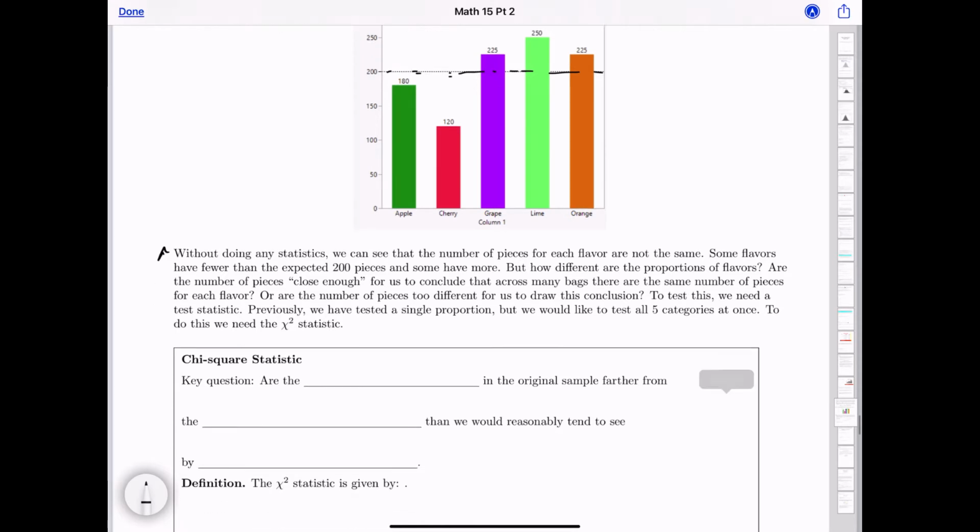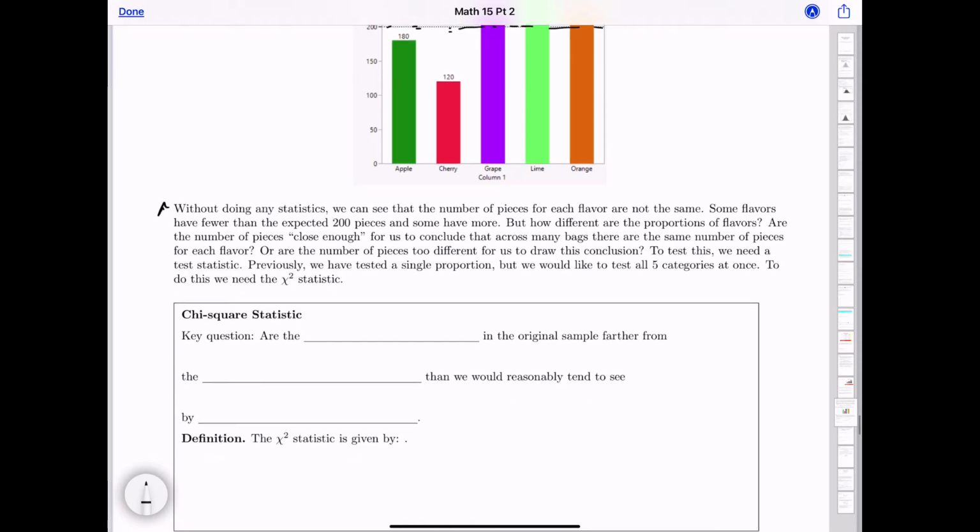Okay, so to test this, we need a test statistic, right? We've done this with single proportions, difference of proportions, single means, and so on. We've used single test statistics to find p-values. But what's the statistic here that we would test? Remember, we're looking for a single statistic. So this is what the chi-square statistic does. It gives us a value to test multiple categories.